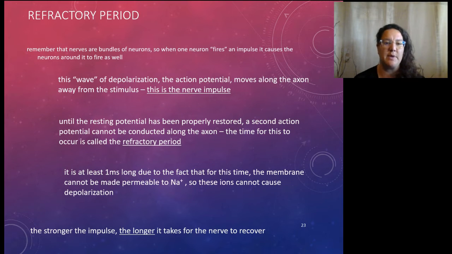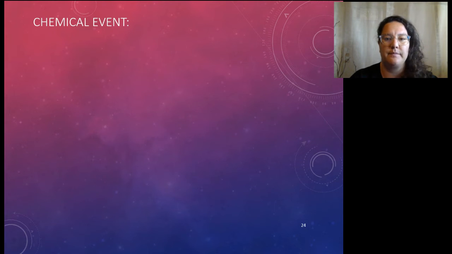Until the resting potential has been restored, a second action potential cannot be conducted. So a nerve can fire one time, has to go through its refractory period, back to its resting potential, and then it can fire again. This is at least 1 millisecond long, due to the fact that for this time, the membrane cannot be made permeable to sodium, so the ions cannot cause depolarization. And the stronger the impulse, the longer it takes to recover. So a nerve can only fire so often. There has to be a refractory period while it repolarizes in between.